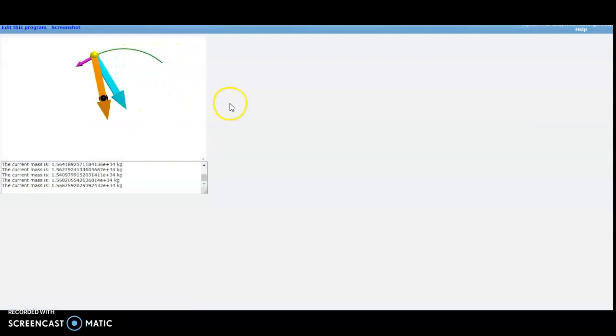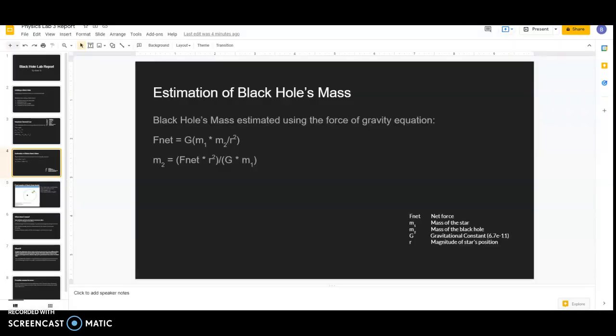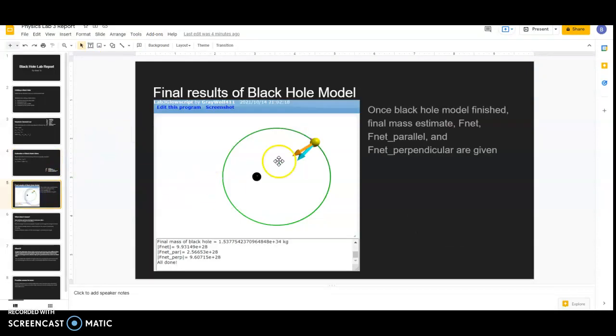So this is the code running as it spits out the mass of the black hole at each point before giving the final mass of the black hole, the magnitude of the net force, the magnitude of the parallel component of the net force, and the magnitude of the perpendicular component of the net force each. And so that's shown here.